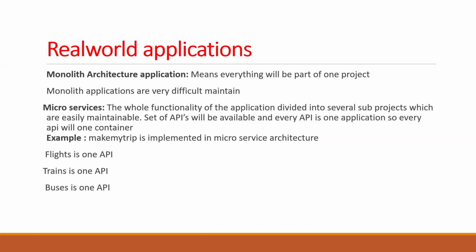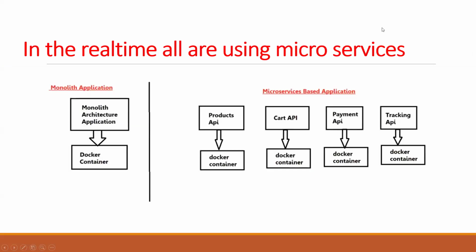For example, MakeMyTrip is built with a microservices architecture. Flights are on one API, trains on one API, buses on one API, right, guys? So in real time, all are using microservices. Monolithic means the entire application is in one service that they deploy. Microservice based applications have something like a product API, cart API, payment API, tracking API.